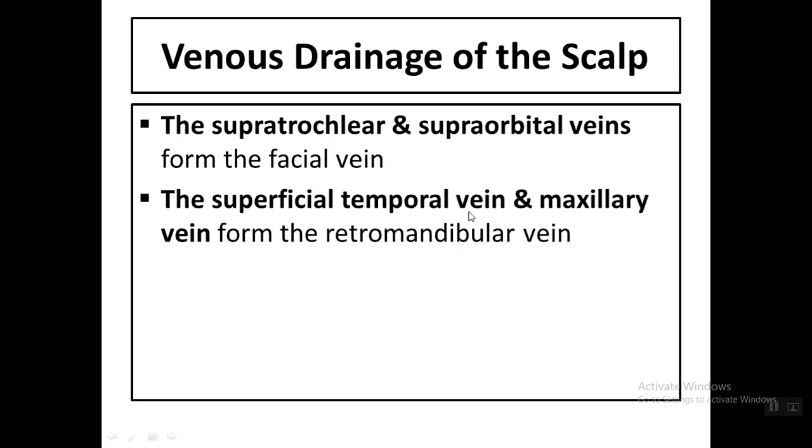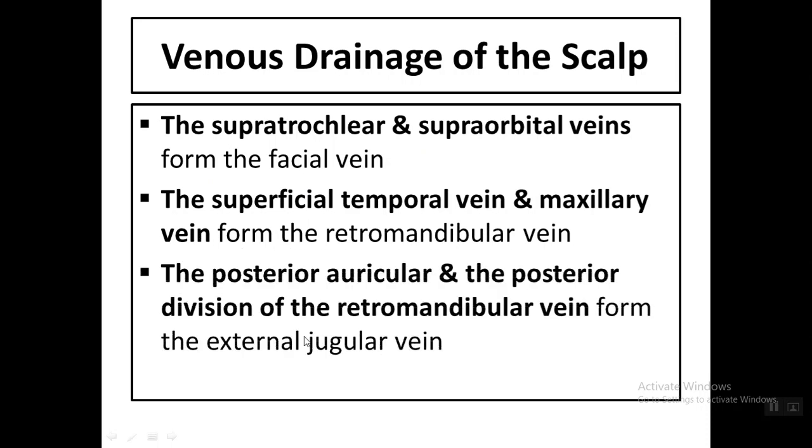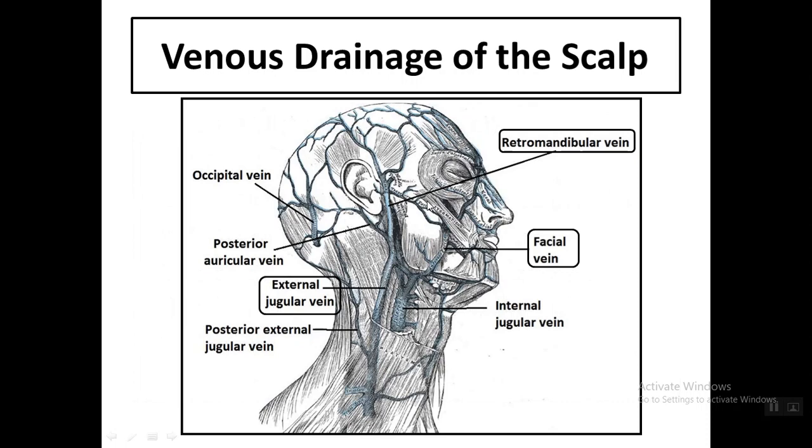The superficial temporal vein and the maxillary vein will unite to form the retromandibular vein. And the posterior auricular vein and the posterior division of the retromandibular vein will form the external jugular vein. So these are the main veins that will drain the scalp.